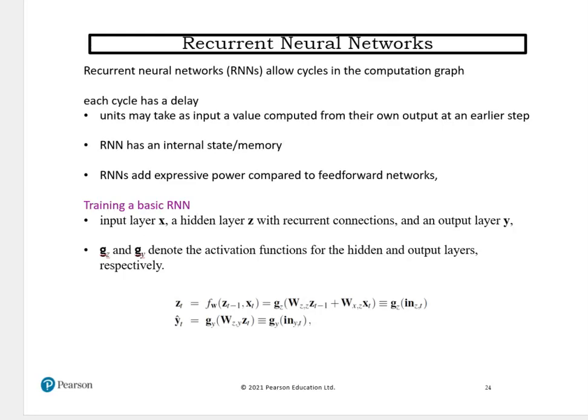RNNs then add expressive power compared to simple feed-forward networks, just as the convolutional neural networks that we've seen for image processing also add expressive power by their ability to split the input into local areas and identify what's in each local area of the picture. RNNs also add expressive power by giving you this memory component for each unit.